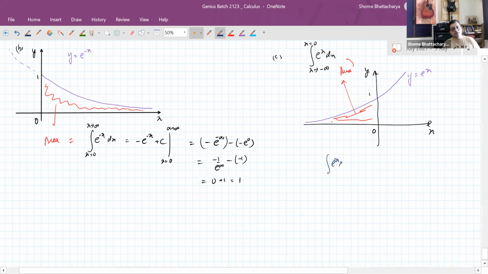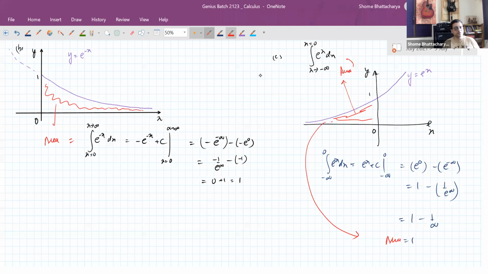So integration of e raised power x is e raised power x. So the limits are minus infinity to 0. So e raised power 0 minus e raised power minus infinity. That is 1 minus 1 upon e raised power infinity, that is 1. So this area over here is the same as this area over here.